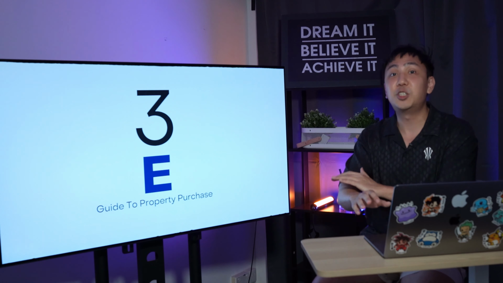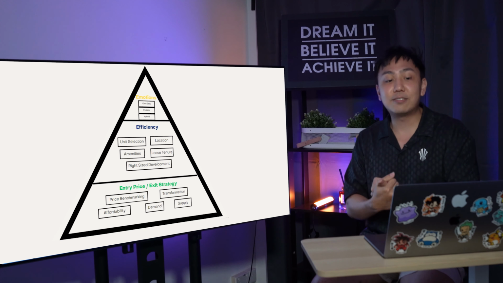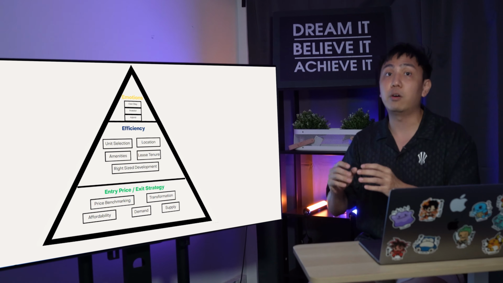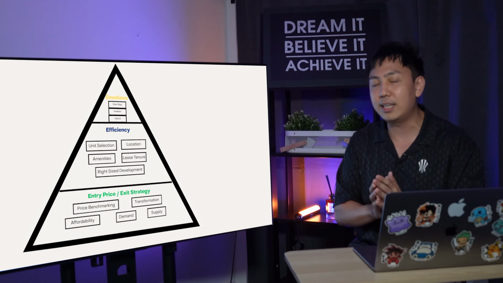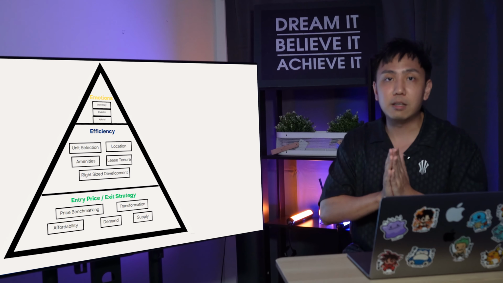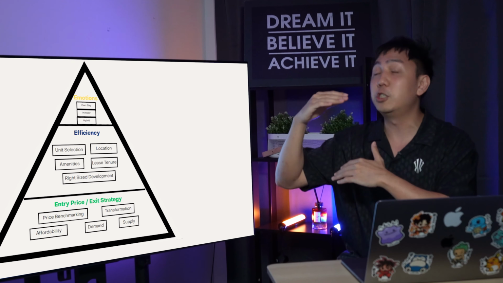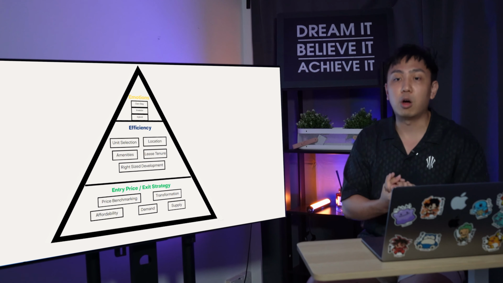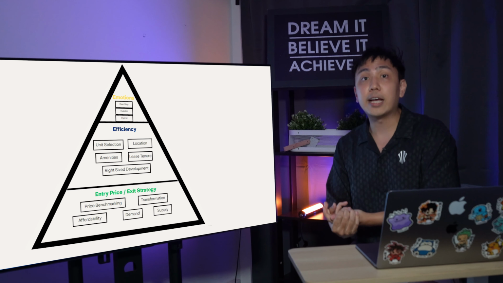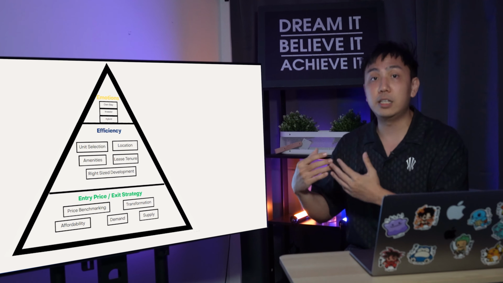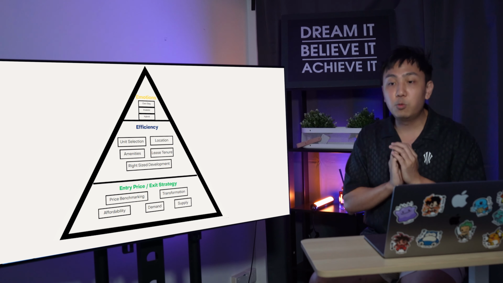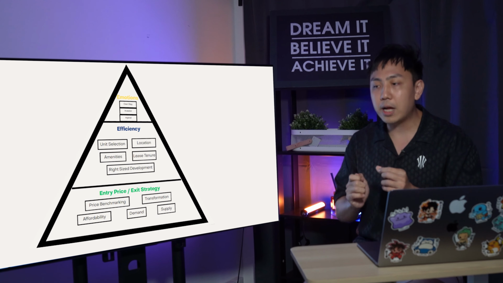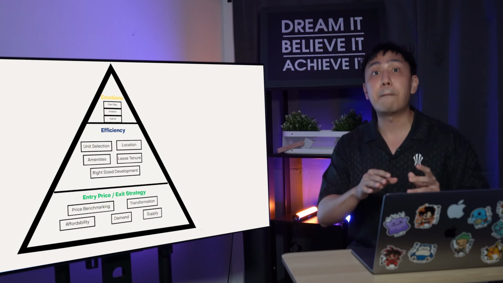So what is the 3E? The first E actually stands for entry price and exit strategy, which will be all I'll be talking about in this video today, because fundamentally, I think that is the most important E out of the three. The second E will be on efficiency, which we will touch on floor plan, unit selection, location and lease tenure. And the last E would be emotion, which is something that is very much overlooked in the market today.